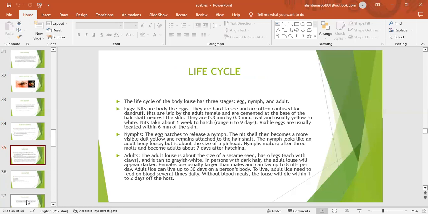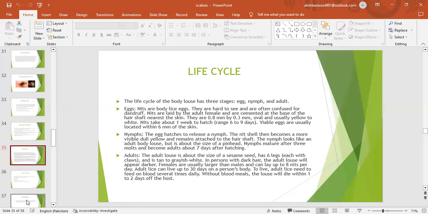The nit shell then becomes a more visible dull yellow and remains attached to the hair shaft. The nymph looks like an adult body louse but is about the size of a pinhead. Nymphs mature after 3 molts and become adults about 7 days after hatching. The adult louse is about the size of a sesame seed, has 6 legs each with claws, and is tan to grayish white. In persons with dark hair, the adult louse will appear darker.